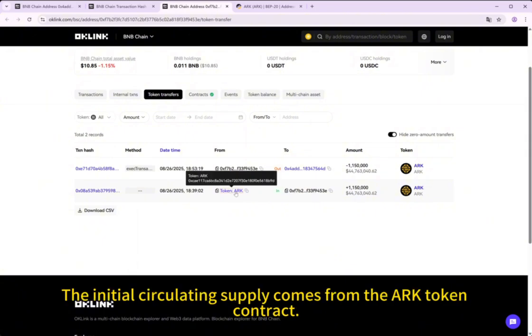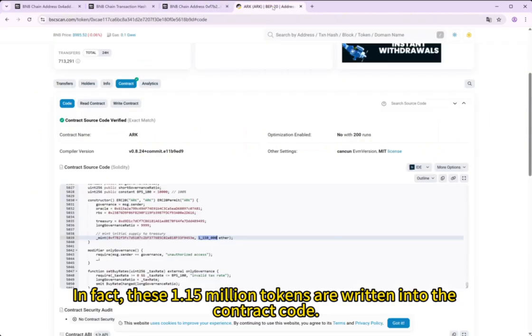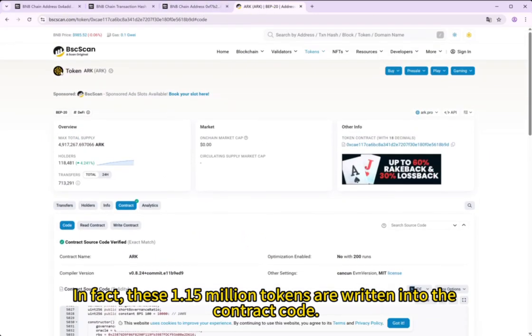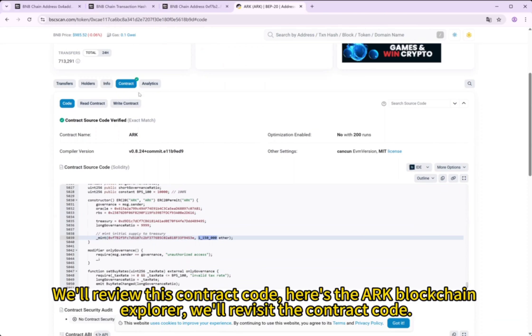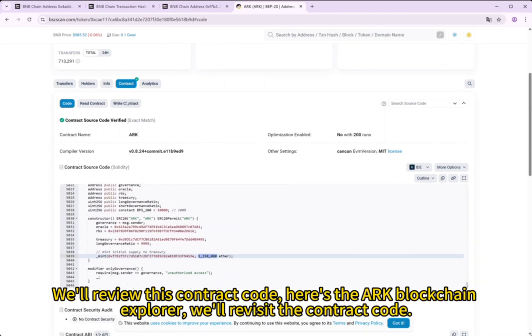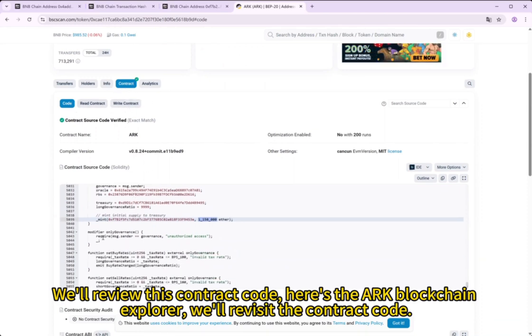The initial circulating supply comes from the ARK token contract. In fact, these 1.15 million tokens are written into the contract code. We'll review this contract code. Here's the ARK Blockchain Explorer. We'll revisit the contract code.